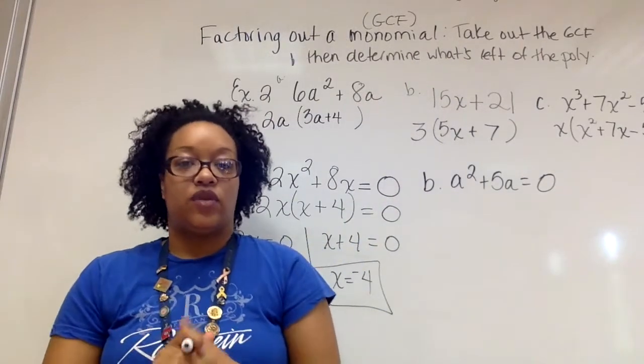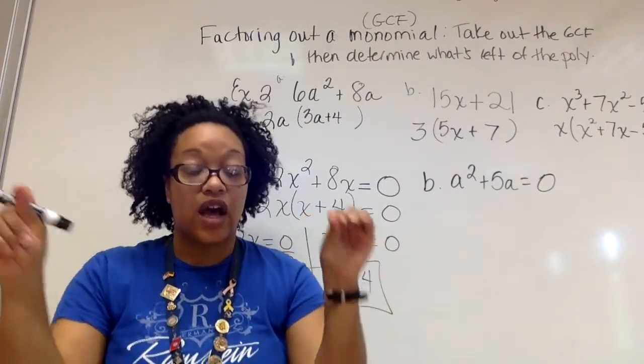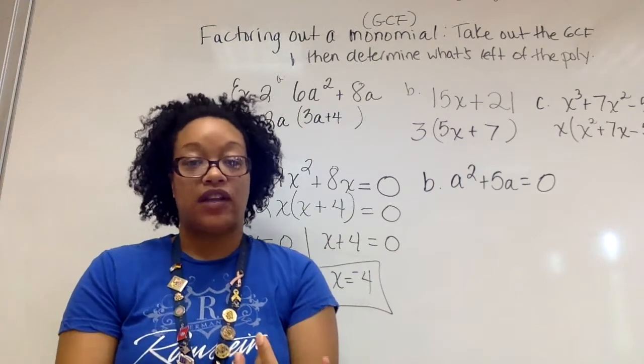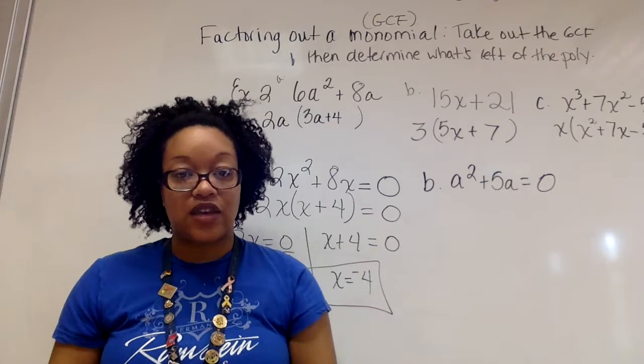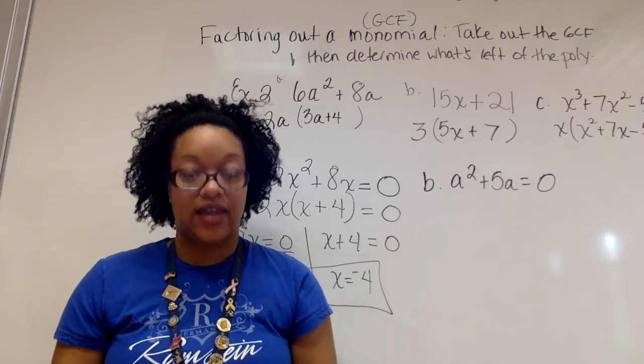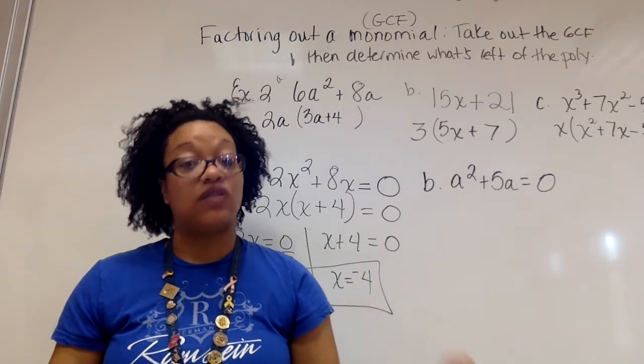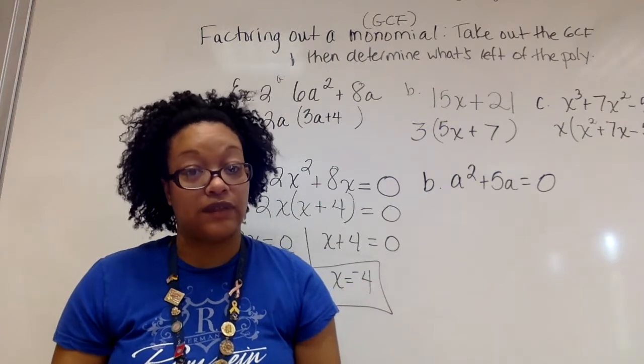All right, let's try another one where we are solving a polynomial. We have to factor out the GCF, figure out what's left, use the zero product property to find our solutions, or our roots as they are called.